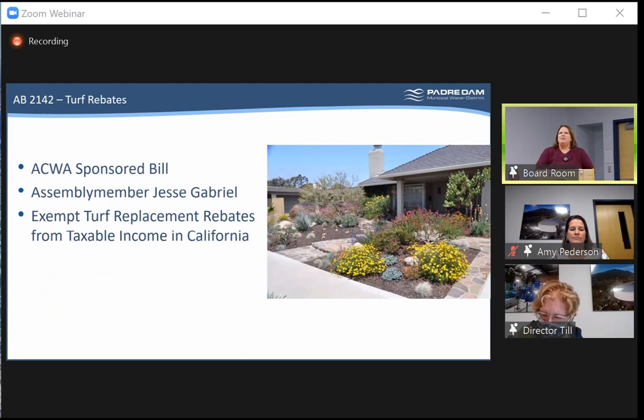Next bill is AB 2142. This bill is on turf replacement rebates. So if a customer takes out existing living grass and places it through a turf replacement rebate program, such as the one that we have through the Metropolitan Water District, this bill would allow them to exempt that rebate from taxable income in California. There would be a certain period of time that would exist. I believe right now they're looking at about a 5-year time frame for that. And this bill is an ACWA-sponsored bill.